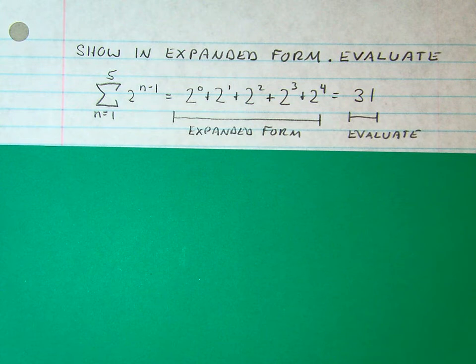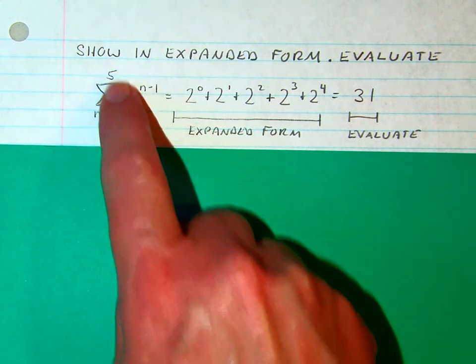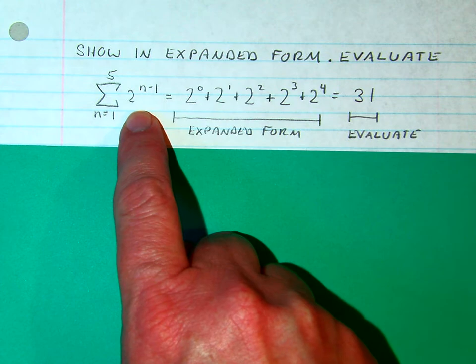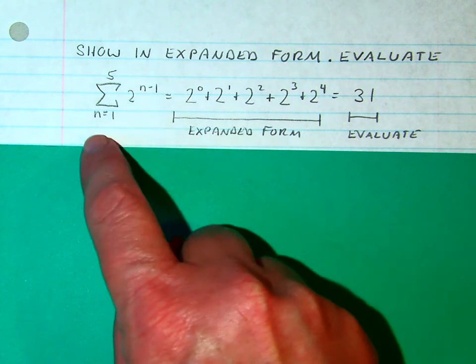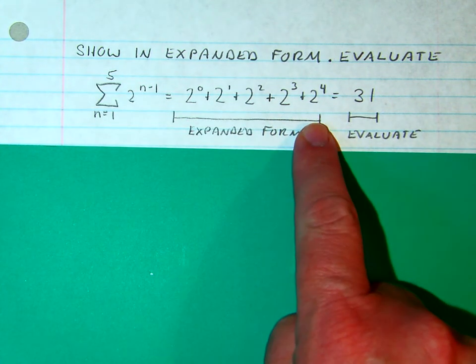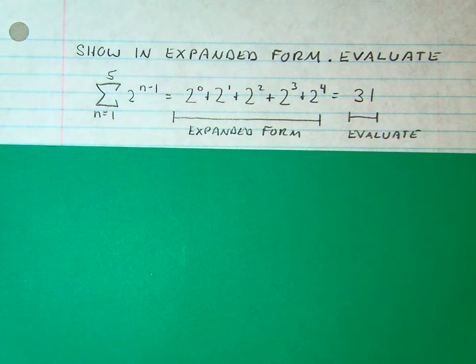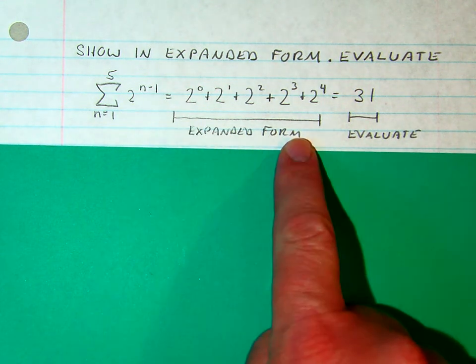So our summation notation is we're going from n is equal to 1 to 5. The expression that we're summing is 2 to the n minus 1. So we plug in a 1, plug in a 2, plug in a 3, etc., up to and including plugging in the 5. That makes the last term 2 to the 4th, because it was 5 minus 1 for the exponent. This part right here, that's the show an expanded form.